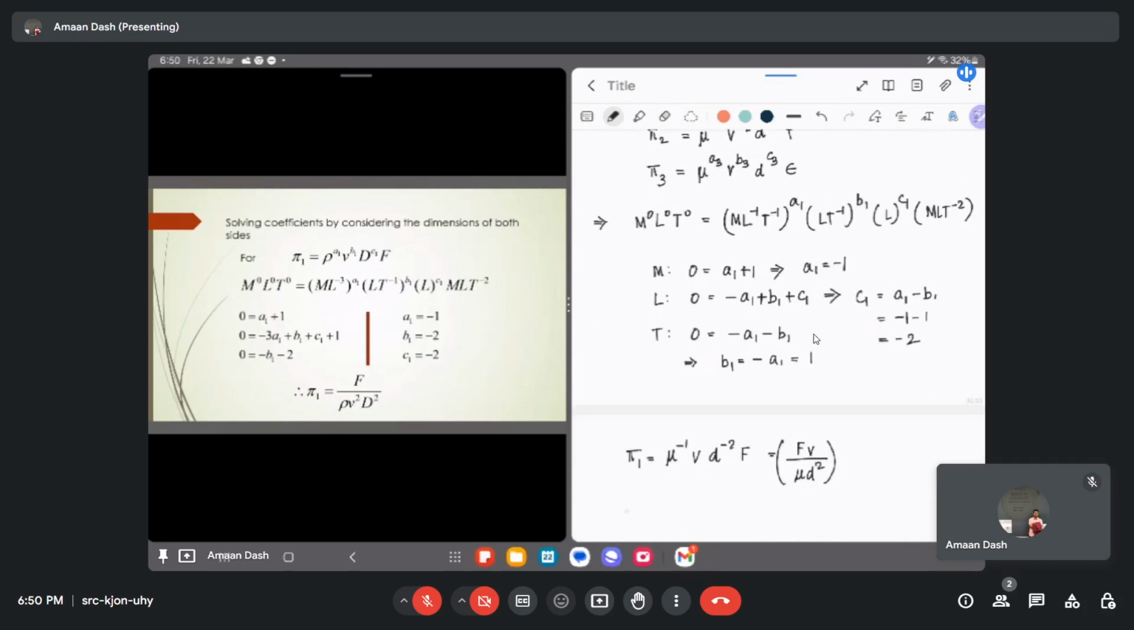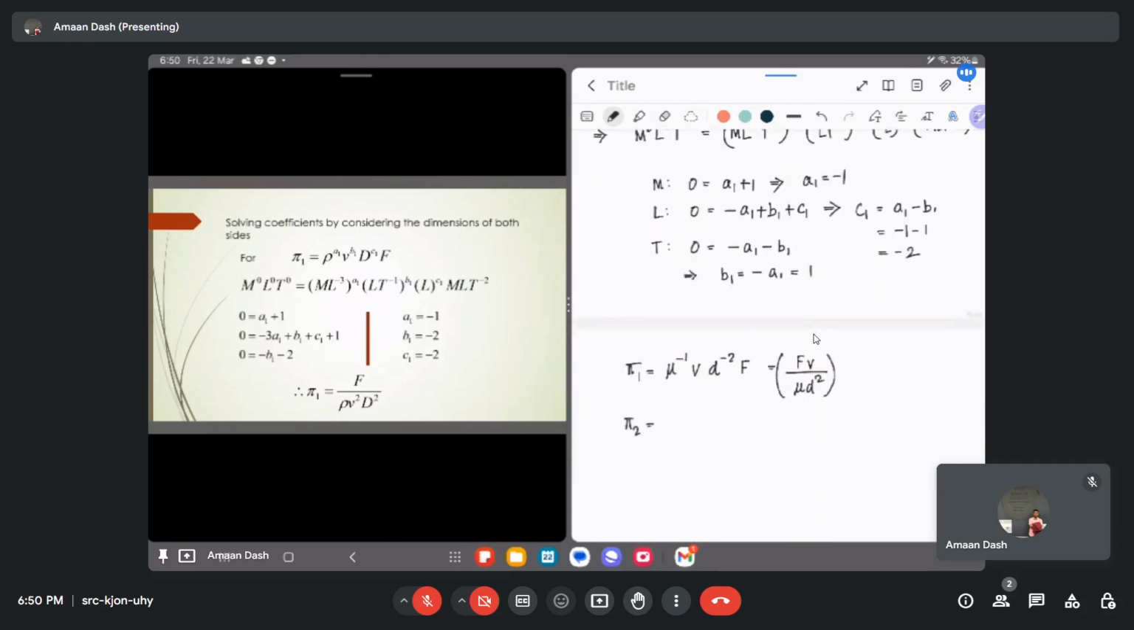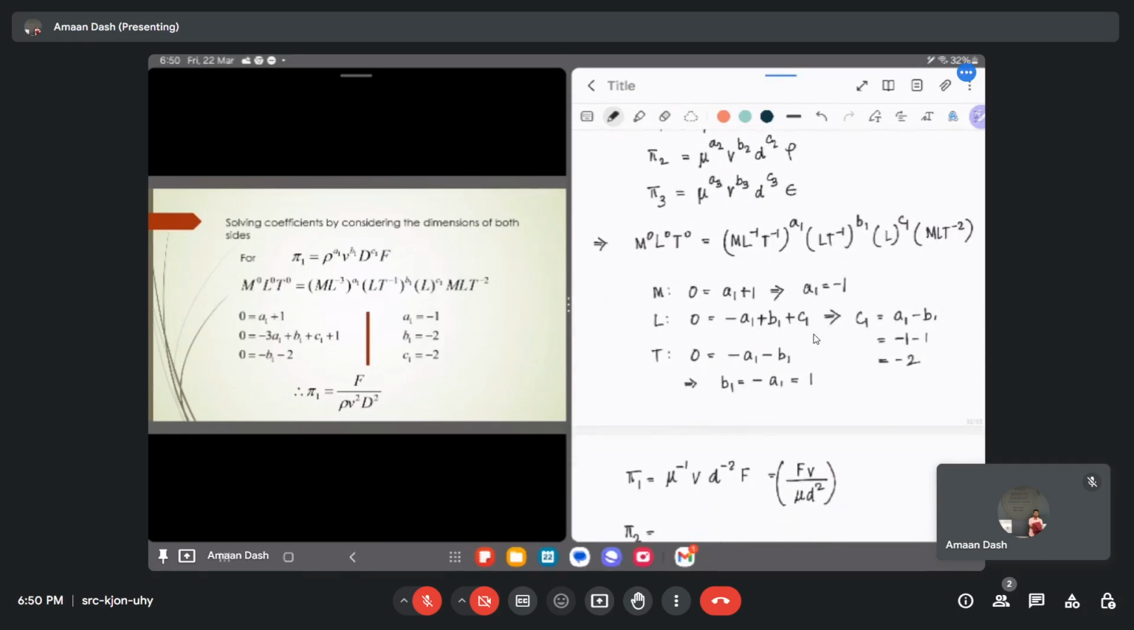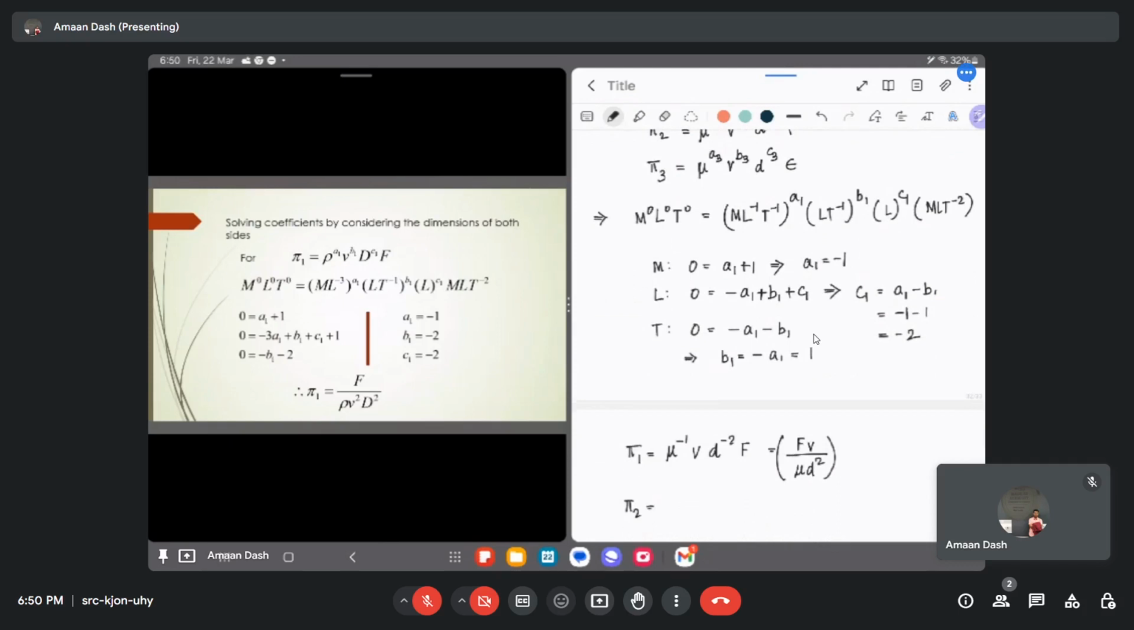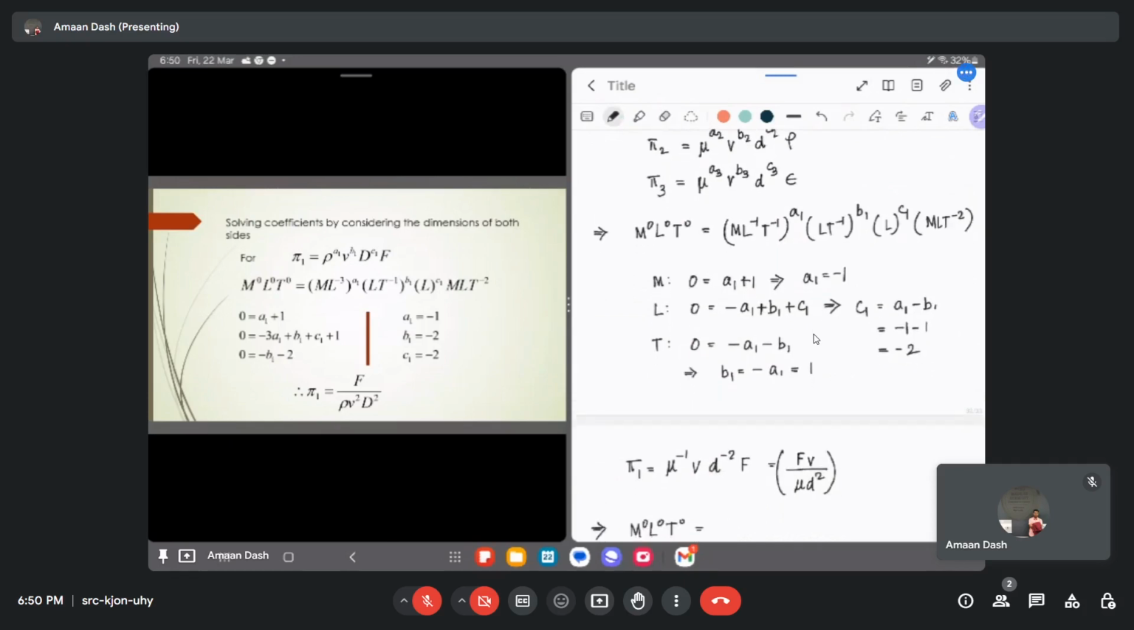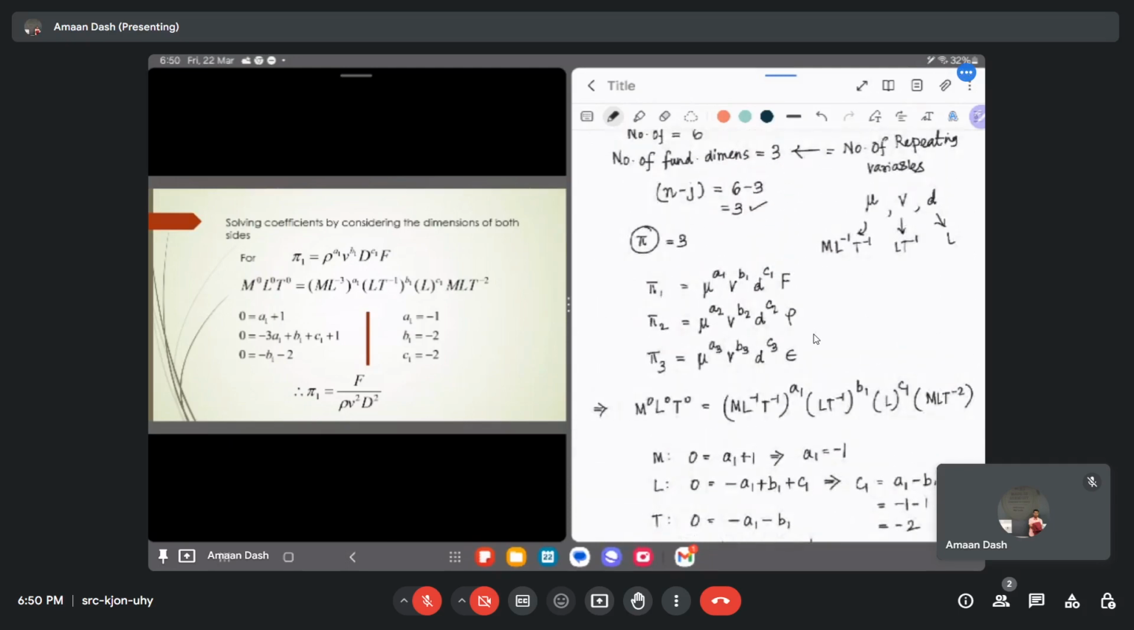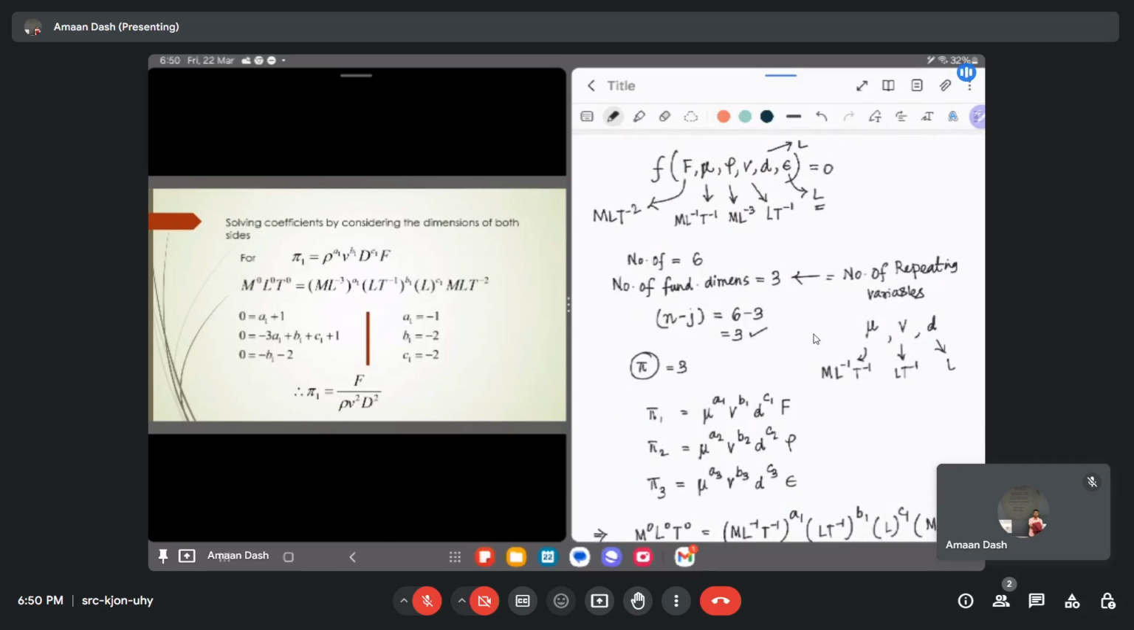Now let us try to solve and find pi 2. For solving pi 2, again, we can do the same. This implies M to the power 0, L to the power 0, and T to the power 0 is equal to M L to the power minus 1 T to the power minus 1 to the power of A1, L T to the power minus 1 to the power of B1, and L to the power of C1. And then we have rho. Rho is nothing but M L to the power minus 3.